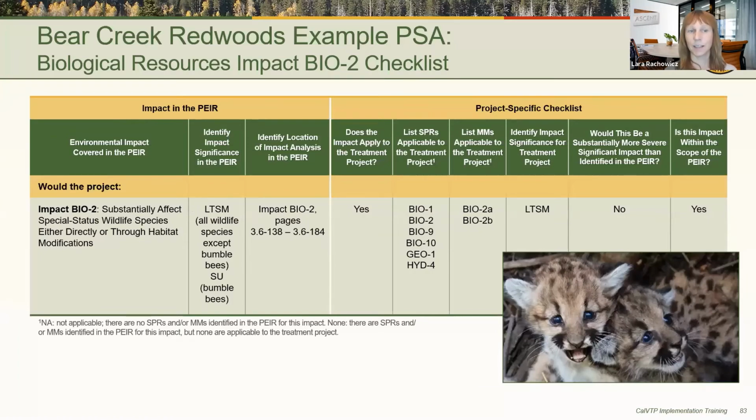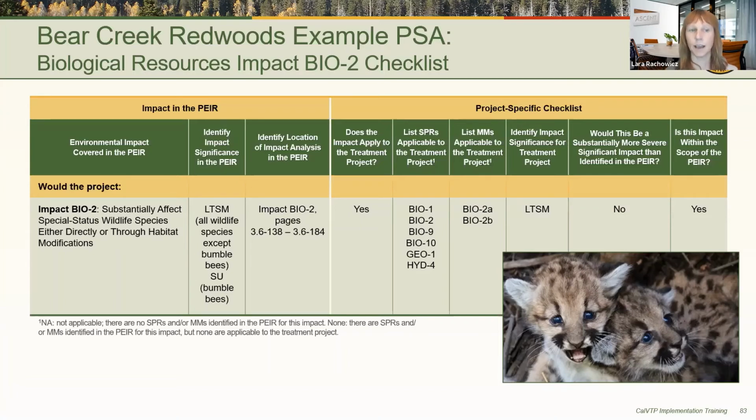And again, here's the completed checklist. This is for Impact Bio 2. The left side includes the part that does not change. It describes the impact significance in the PEIR. I just want to note that that is less than significant with mitigation for all species except special status bumblebees, which is considered significant and unavoidable by the PEIR.